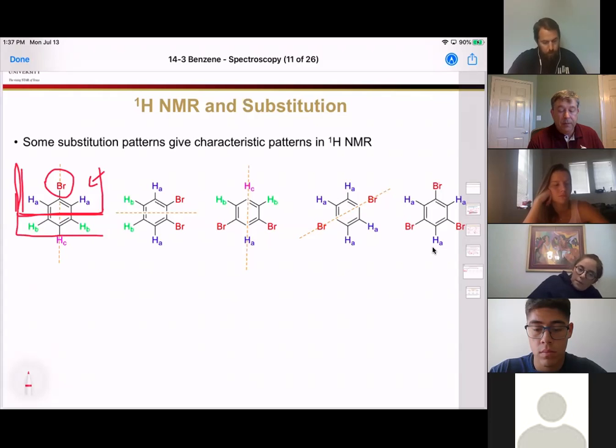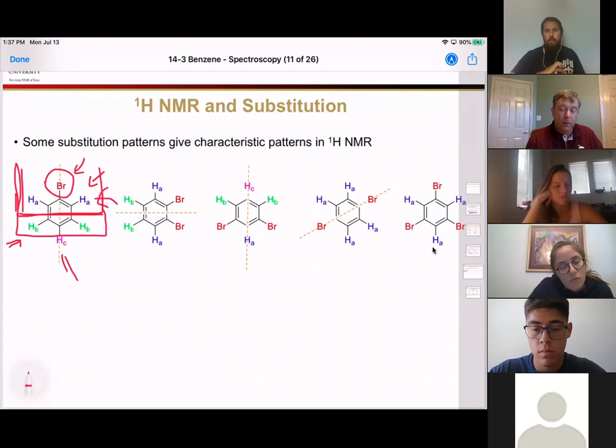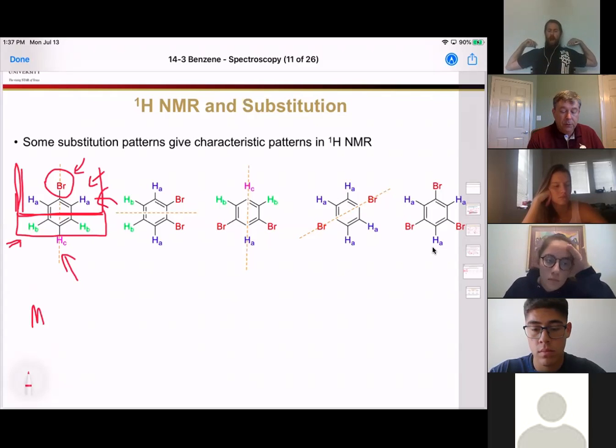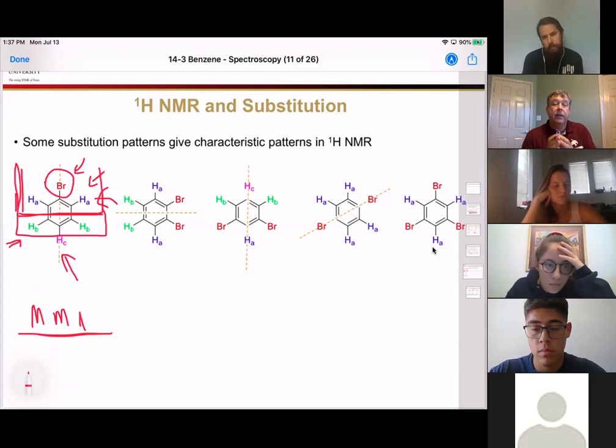The next ones over, because they are less electronically affected by the substituent, will be our next band, and these 2 are equivalent to each other. However, they're not equivalent to the ones next to the substituent or opposite the substituent. So we'll see a unique pattern here where we'll have 2 protons, and 1 proton. And the amount that they're spread apart is based on how electron donating or withdrawing the substituent is.